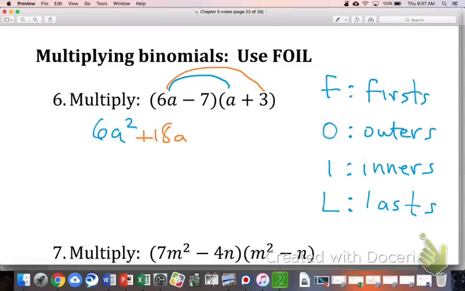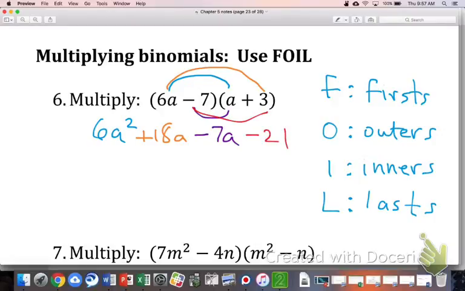So the inners are going to be these two. Those are the ones on the inside of the full group here. So negative 7 times a would be? Negative 7 times a, just negative 7a. All right, and then so far we've done FOI. We just need to add the L onto it. So L stands for lasts. That would be negative 7 times positive 3, negative 21.